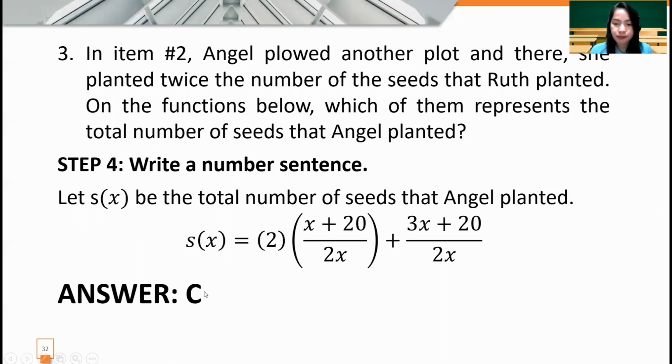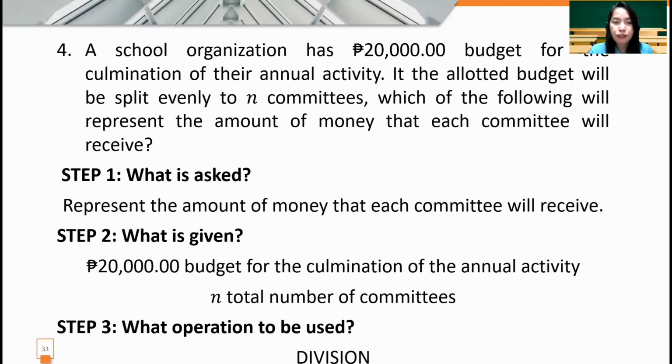letter C. Number 4. A school organization has 20,000 budget for the culmination of their annual activity. The allotted budget will be split evenly to N committees. Which of the following will represent the amount of money that each committee will receive? So this is step 1, step 2. The given, we have 20,000 as the budget, and yung total number of committees ay represented by N, variable N. Ang operation na pwede natin gamitin ay division para malaman natin yung budget for each committee.